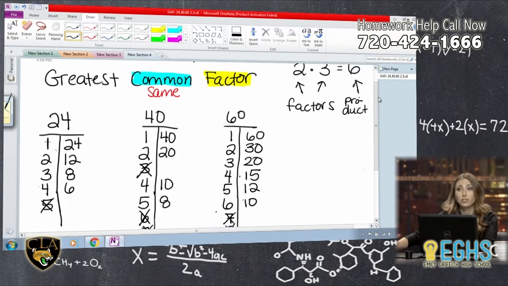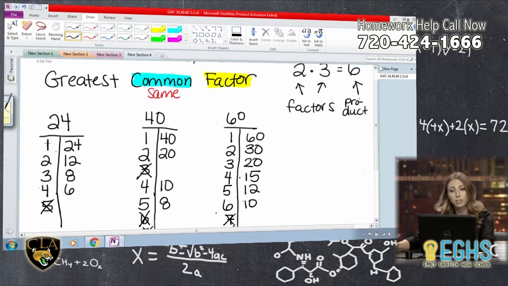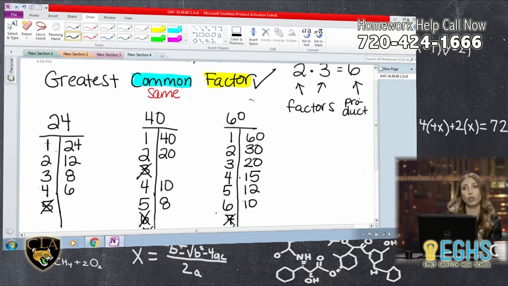So we found all of our factors. That really is the first step of finding the greatest common factor. So we got this part checked off, done. We found the factors. Now we want to find the common factors. And when I say common, it's going to need to be the same in all 3 lists. So we're trying to find factors that are the same in all 3 lists. I'm going to circle all of my common factors in red.